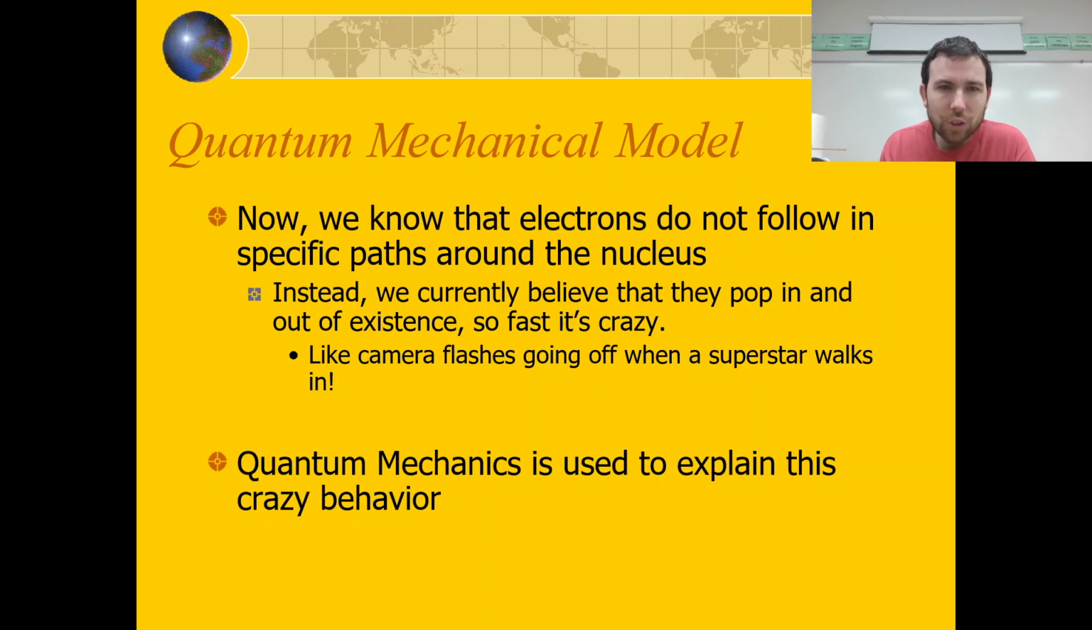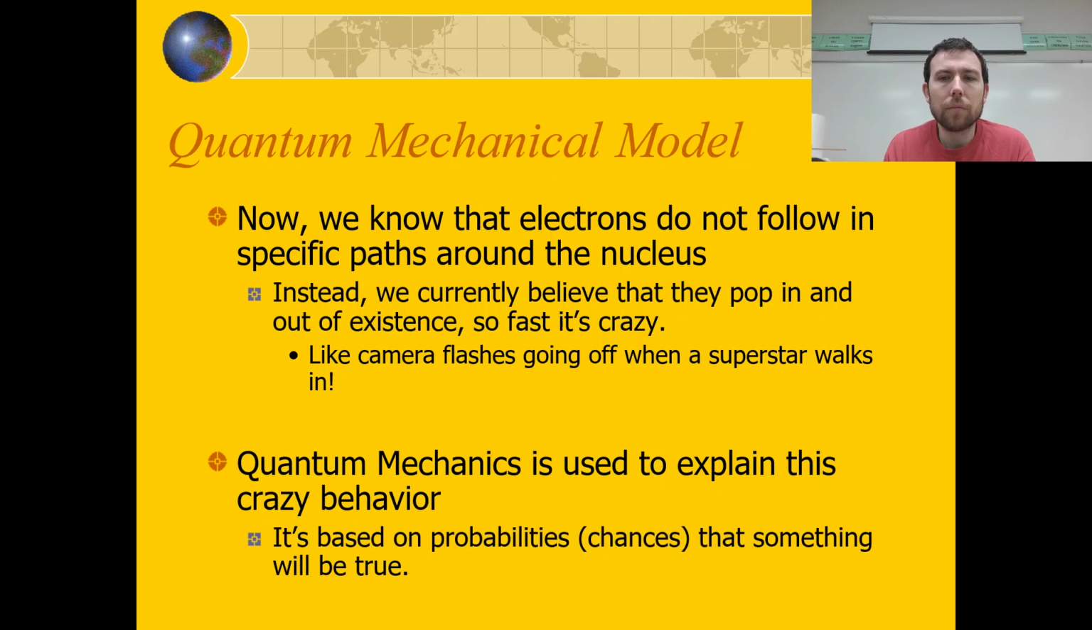Now, quantum mechanics, which is an entirely separate field of physics, is used to help explain this particular behavior of the atom. And again, quantum mechanics is based on probabilities or chances that something is going to be true. Now, obviously within that, there are going to be some limitations to what we can know, because we're basing it off of probabilities. The probabilities are mathematically derived, so we're pretty confident in what those probabilities are, but it's based on those probabilities that something will be true. So something important to consider as we're moving forward.